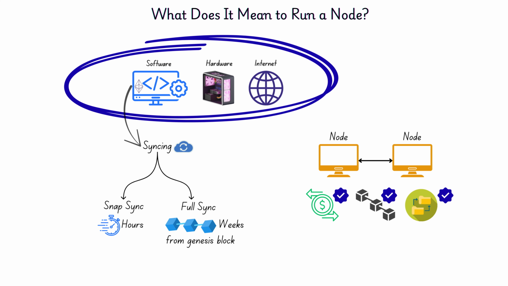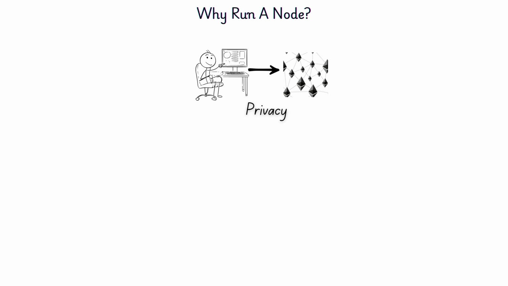And this is where the question naturally comes in. Why bother? Why would anyone want to run a node in the first place? First, privacy. Instead of trusting a third party to feed you blockchain data, you're pulling it straight from the source. That means no tracking, no middlemen. Second, security. You're verifying everything yourself. No one can slip in false data without you noticing.